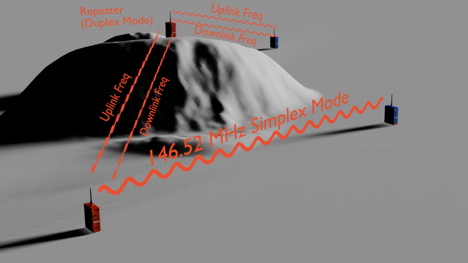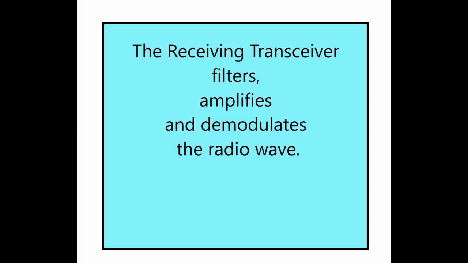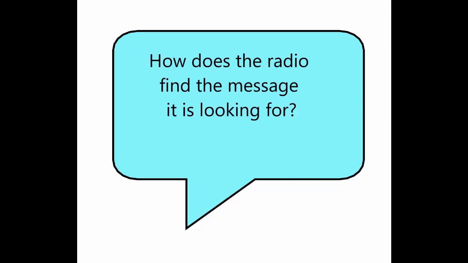From the receiving antenna, the radio wave is sent to the transceiver, which filters, then amplifies the weak signal, and demodulates the radio wave to extract the original signal. Other radio waves do not interfere because the tuned circuits and filters in the receiver.